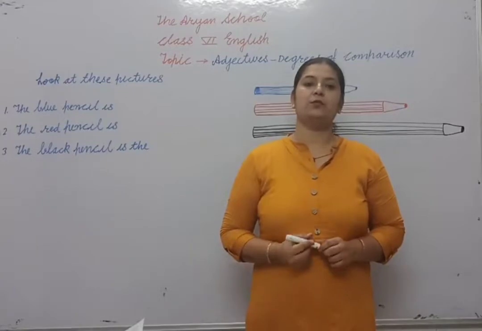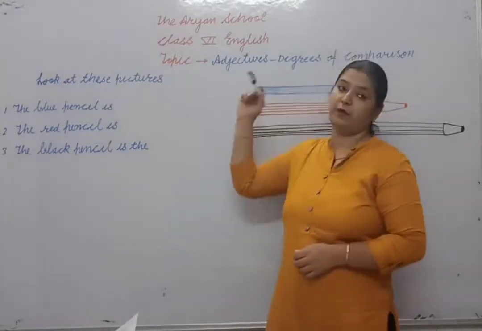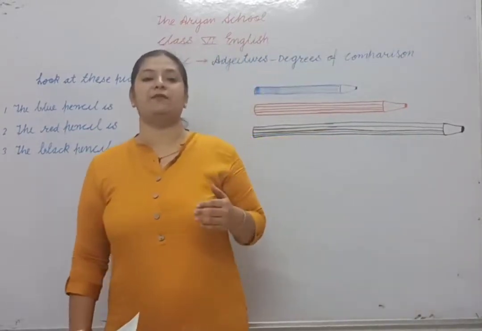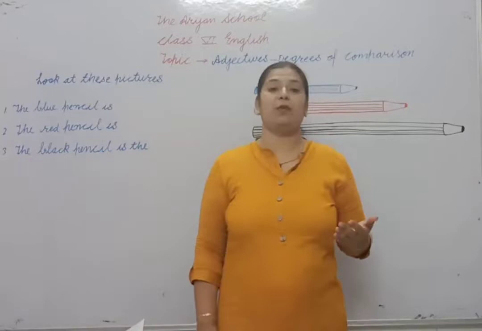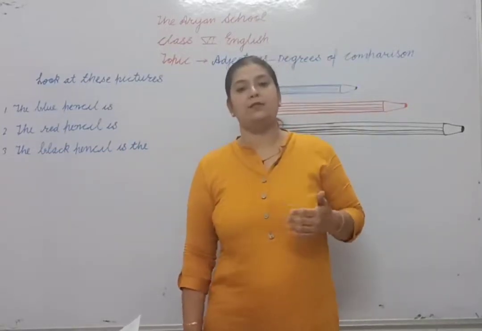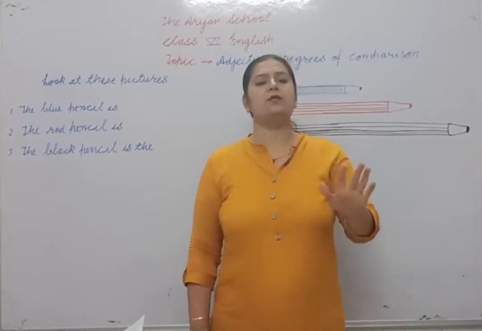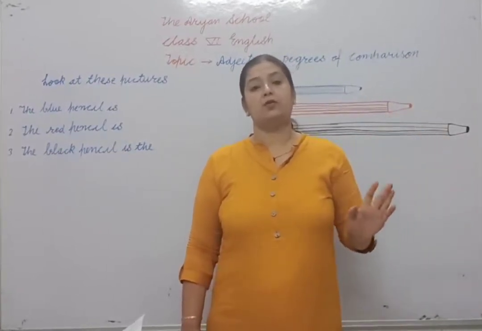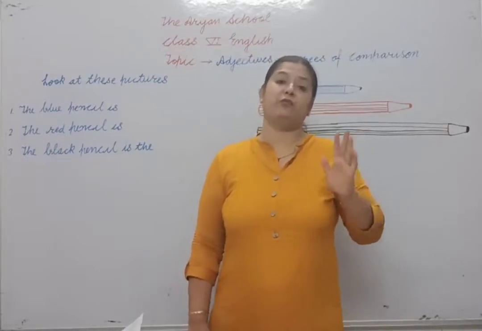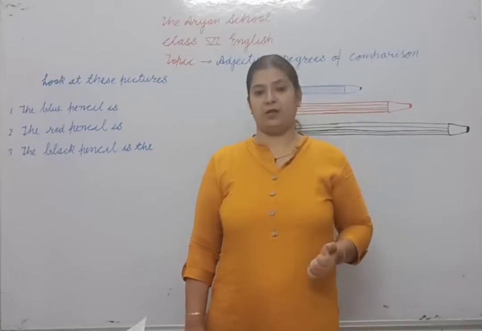Dear students, today we will do our chapter on adjectives, that is called degrees of comparison. Before this you understood what is an adjective. An adjective is a describing word that describes the quality, quantity, number or pointing out about things. These things you have learned in the previous chapter. So today we are going to learn adjective has three forms: positive degree, comparative degree and superlative degree.